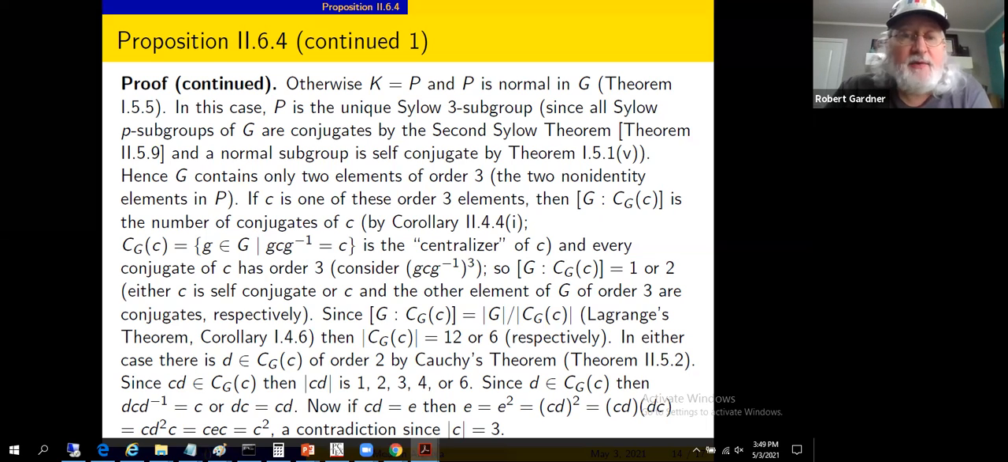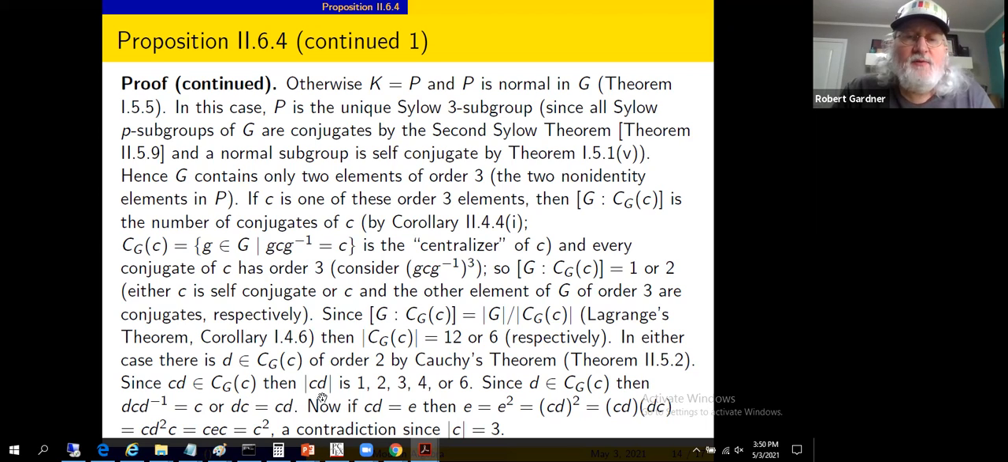And now we're going to have some conversations about this element C of order 3 and this element D of order 2. C is an element of order 3, D is an element of order 2. This plays a big role in the next several computations. All right. We know C is in the centralizer of C, of course. D is in the centralizer and is of order 2. Cauchy's theorem gave us the existence of that element.